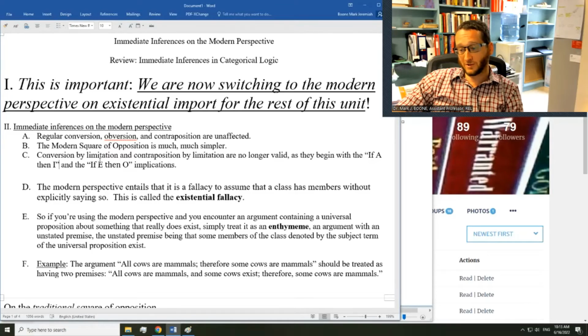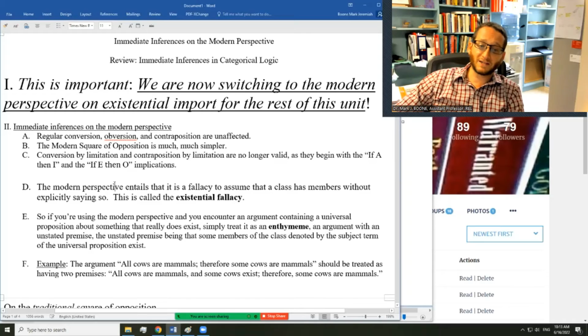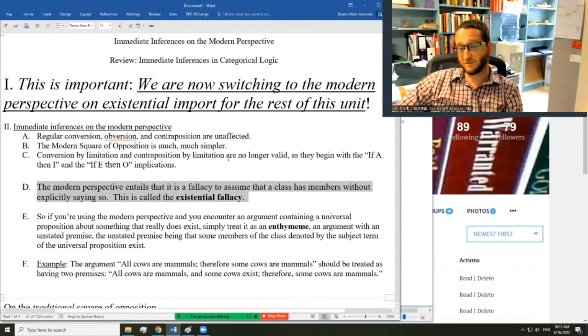All guinea pigs are mammals, therefore some guinea pigs are mammals: not a valid inference on the modern view, because some guinea pigs are mammals implies that guinea pigs exist, and all guinea pigs are mammals does not imply that any exist. It's just telling you if they do exist, they're mammals. The modern perspective in general entails that it's a fallacy to assume that any category has any members in it without explicitly saying so. This is what we call the existential fallacy.